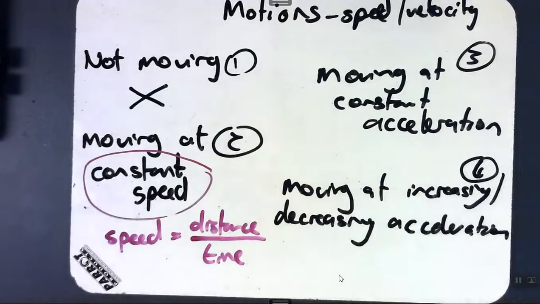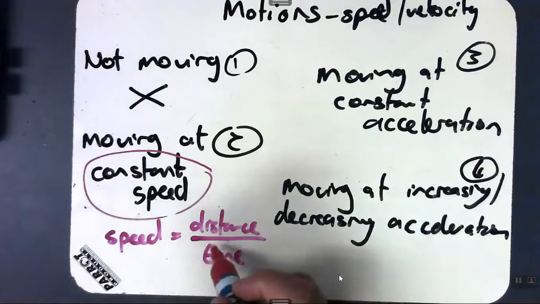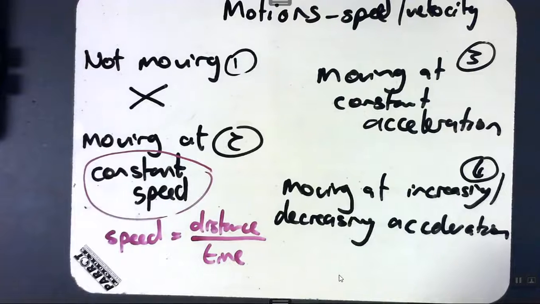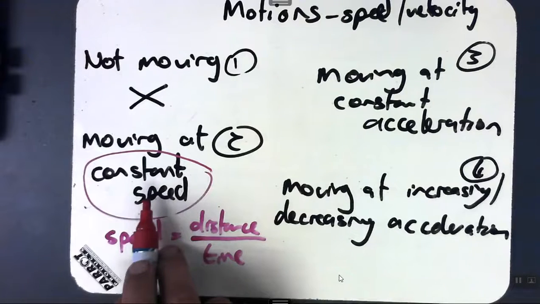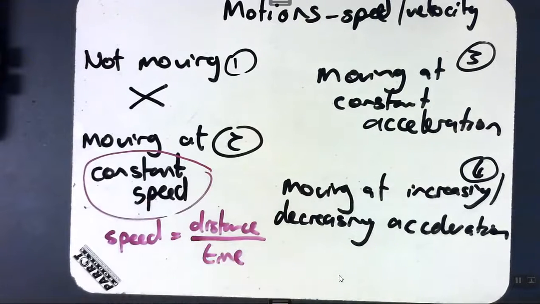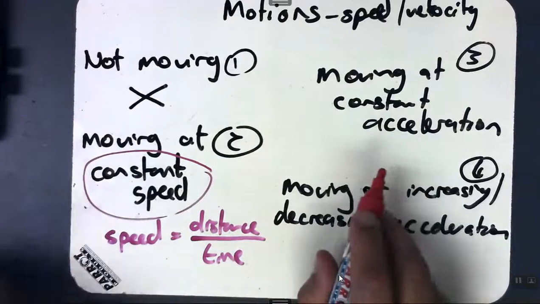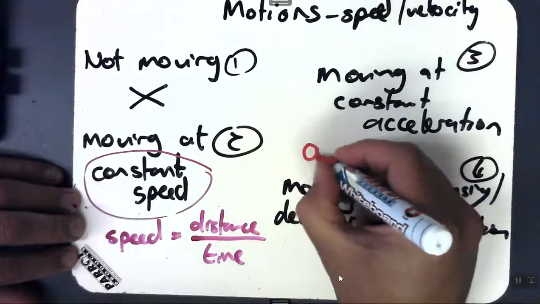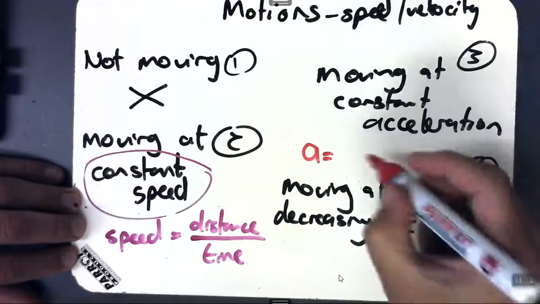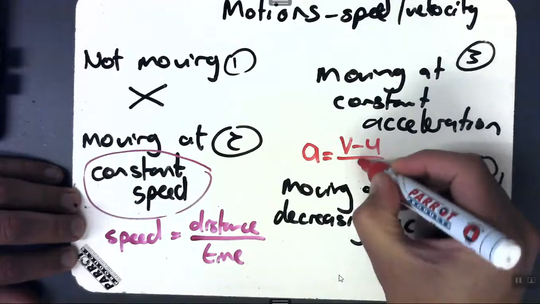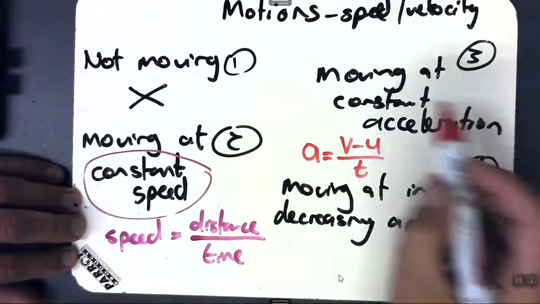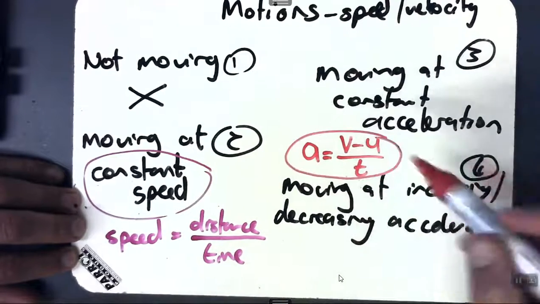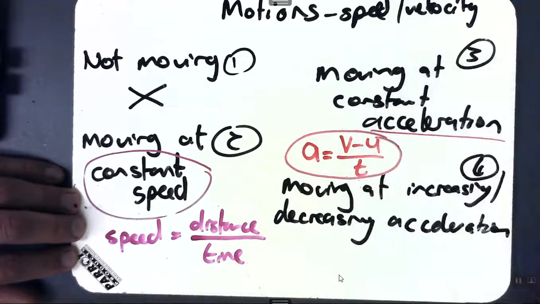As soon as we're accelerating, then we cannot use this formula. So when it's constant speed, we can use that formula, but the moment we're accelerating, we're going to use what we call the acceleration formula, which is v minus u over t. Okay, and this formula is what I must use when there's acceleration or deceleration.